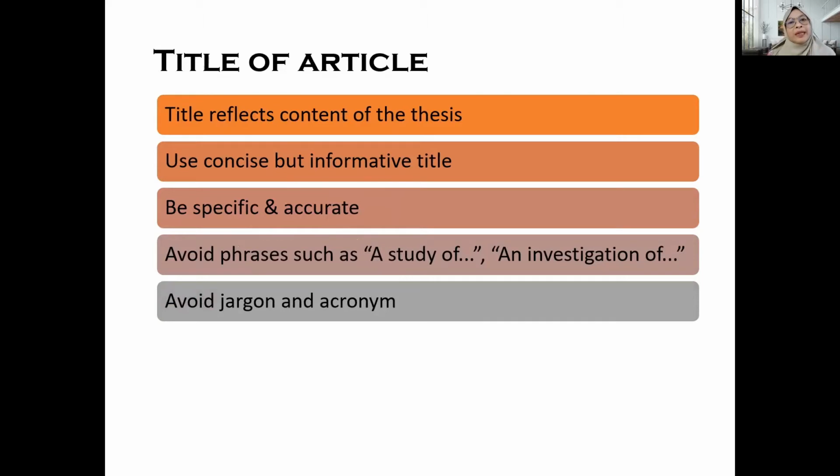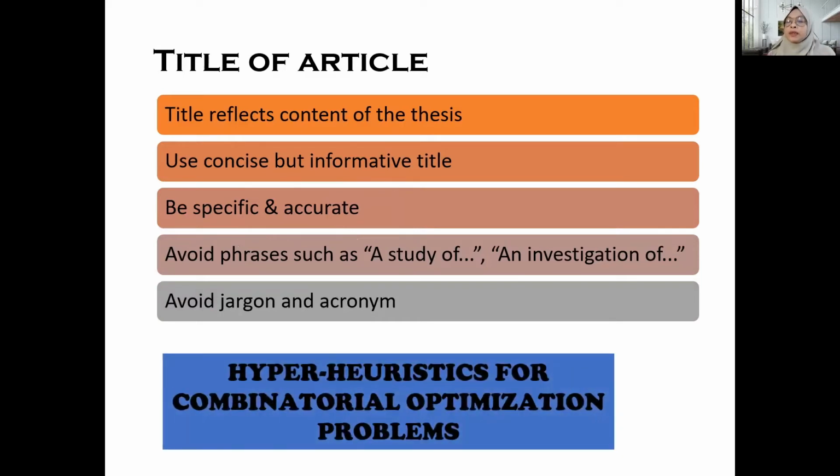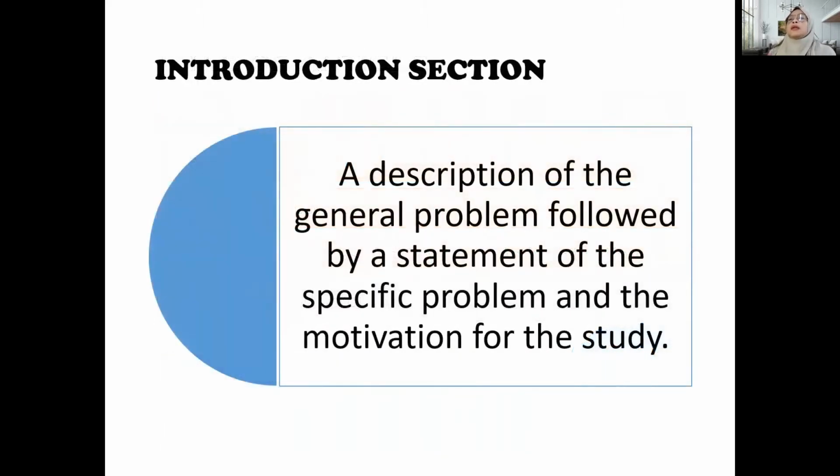Avoid jargon and acronyms in the title. This is a very common mistake. Many authors just use jargon or acronyms in their article titles. Avoid this because some readers may not understand what all these acronyms are. For example, an article title is Hyperheuristic for Combinatorial Optimization Problems. So this is an example.